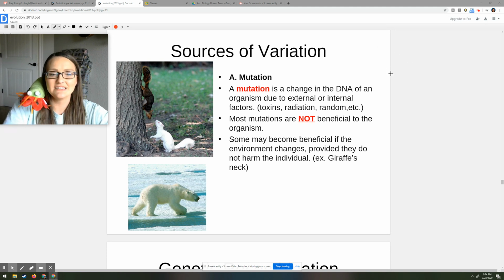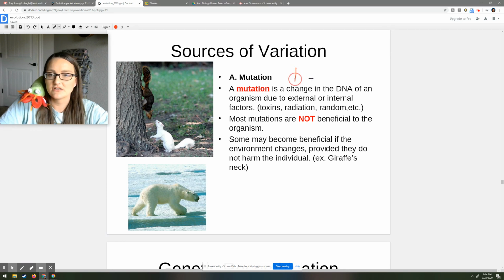So let's get into speciation today. So, how do new species get formed? What's up with that? Well, first you have to have variation. Well, how do variations form? They form via mutations. So remember that there are positive mutations, there are neutral mutations, and there are negative mutations.